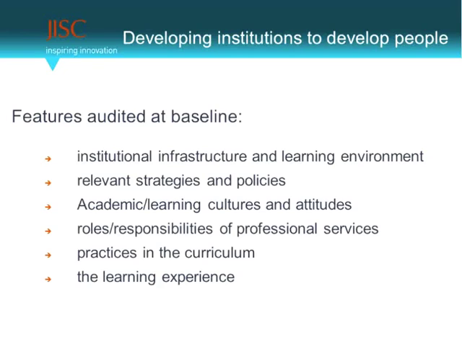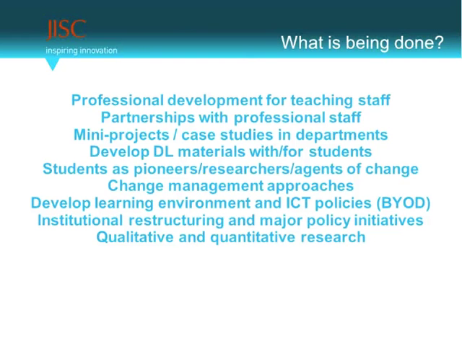So as well as looking at the learning experience and practices in the curriculum, we've looked at things like the roles and responsibilities of professional staff, academic cultures and learning cultures in the institution, and the attitudes of staff and students. Lots of very interesting surveys done around that. Of course, we've audited some of the relevant strategies, and I think it was an average of about 6 or 7 strategies at every institution were found to have some element that impacted on this agenda and the infrastructure and learning environment. And if you go to the URL I'll give at the end, you'll be able to see some of the results of those findings.